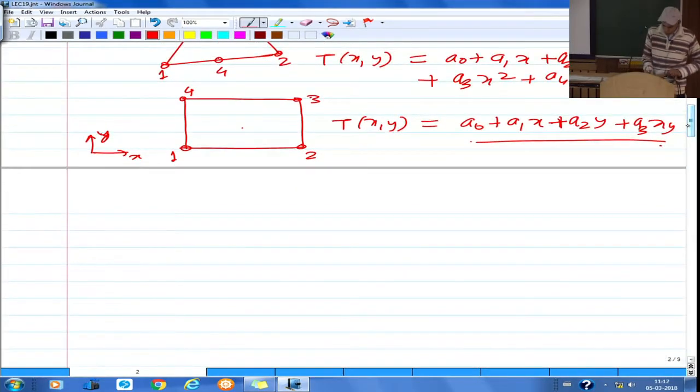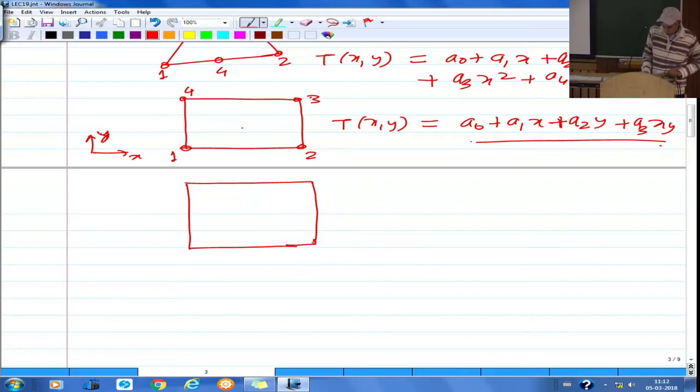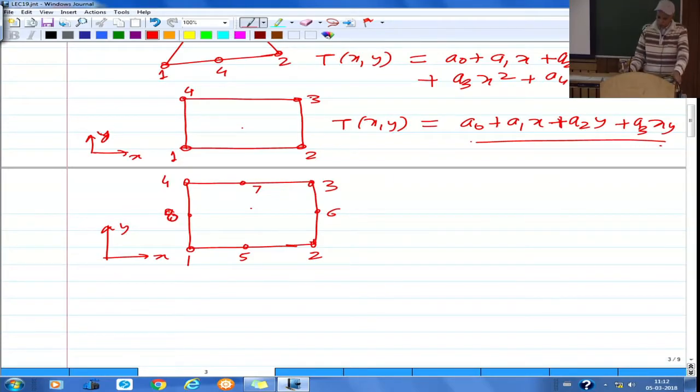And like this, you can think of 8 noded and 9 noded rectangular elements. Here I am still saying the edges are parallel to x and y. So you can have, let's say, an 8 noded rectangle, with nodes 1, 2, 3, 4, and then the mid side nodes 5, 6, 7 and 8, which are at the mid sides. You can then of course add a node at the center, so you can have a 9 noded element and so on.